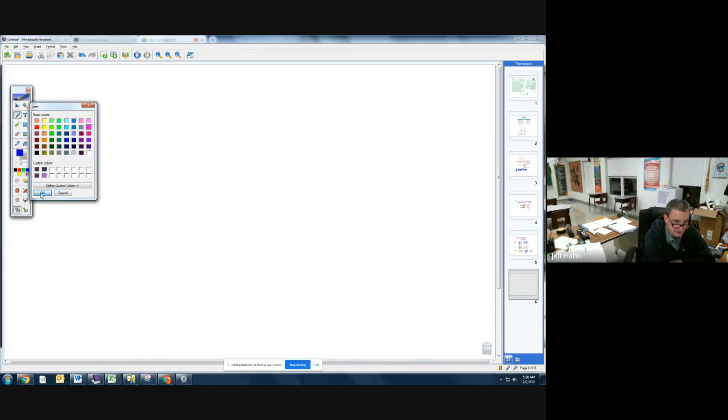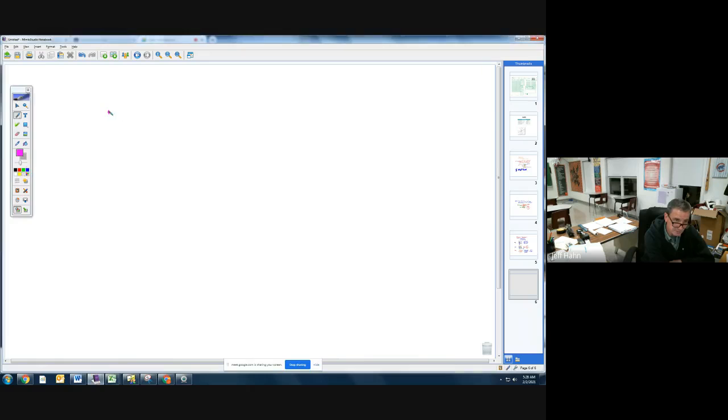Let's go with a hot pink just for fun. Here is example number 4. And example number 4 looks like this. It is b over a cubed, minus 2b over a cubed.